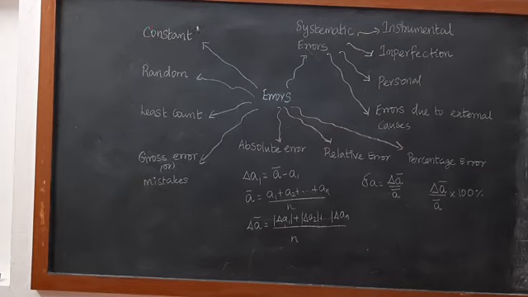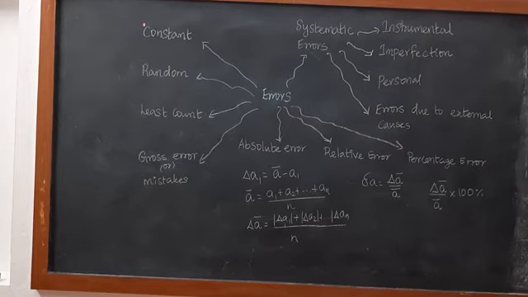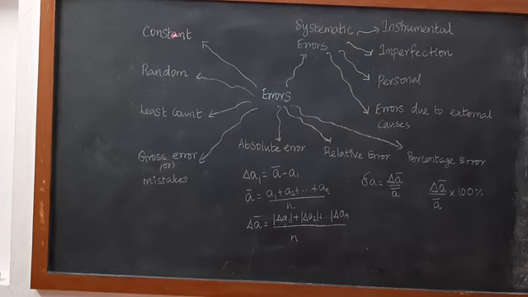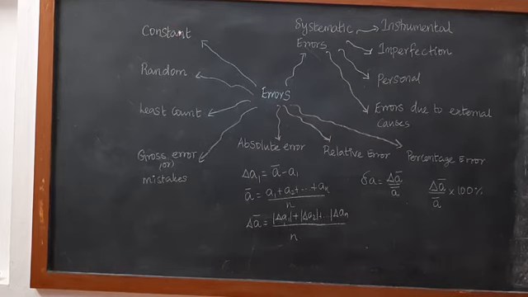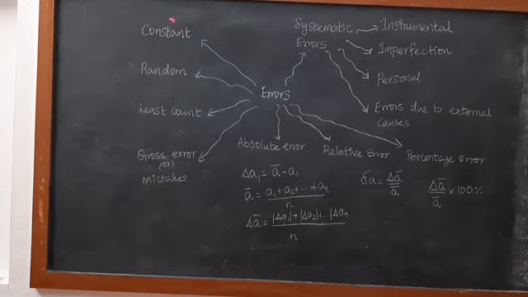We will go for constant errors. What are constant errors? The errors which affect each observation by the same amount. Whenever you do the experiment, it gives the same amount of error, and that is called constant error. How can we rectify this problem? We can use a number of different methods, apparatus or techniques to sort out these constant errors.